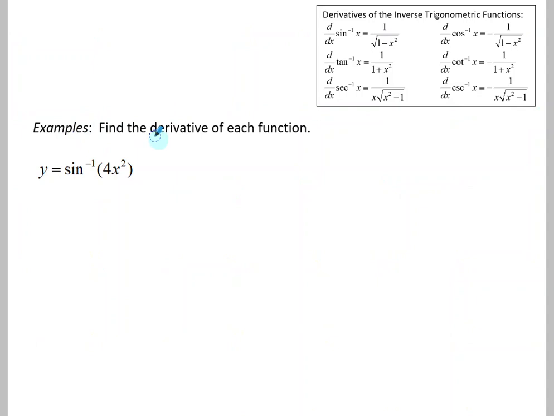Examples. Find the derivative of each function. Y equals inverse sine of 4x squared. Let's simplify this, calling it inverse sine of u. That looks a lot easier, where of course u equals 4x squared.